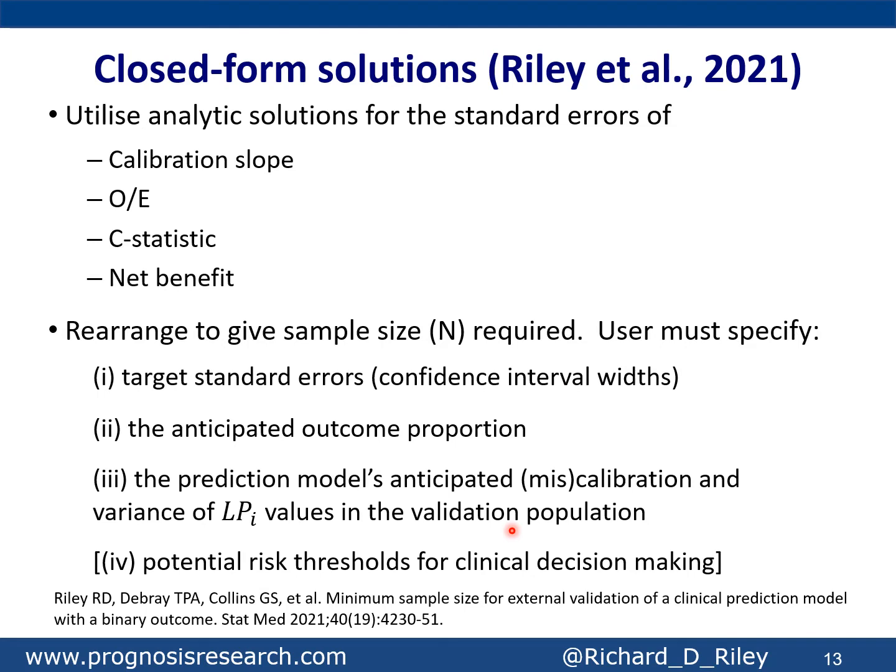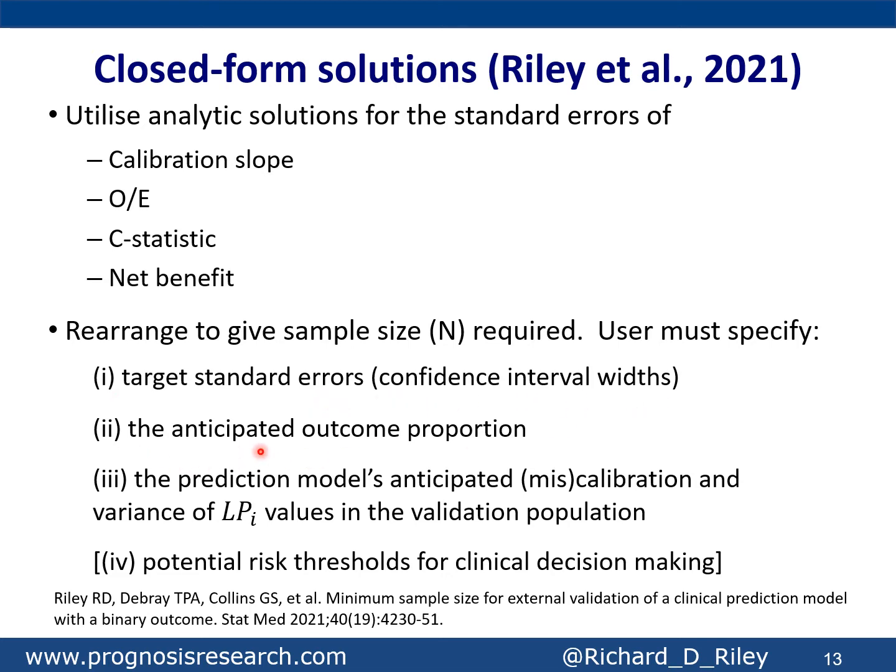Now, I want to avoid detailed mathematical formula in this broad talk, because you can always go to the papers to look at this. But what we've done in our papers in Statistics in Medicine, and we've got papers for binary outcomes, for time to event outcomes, and also continuous outcomes, we derive analytical solutions for the standard errors, if you like, the confidence intervals, for a calibration slope estimate, for an O over E estimate, for a C statistic estimate, and for a net benefit estimate, which we'll come back onto. And then we rearrange these equations so that we can work out the sample size required to precisely estimate each of these measures. And then basically the largest sample size needed is the one that we would suggest to be the minimum required.